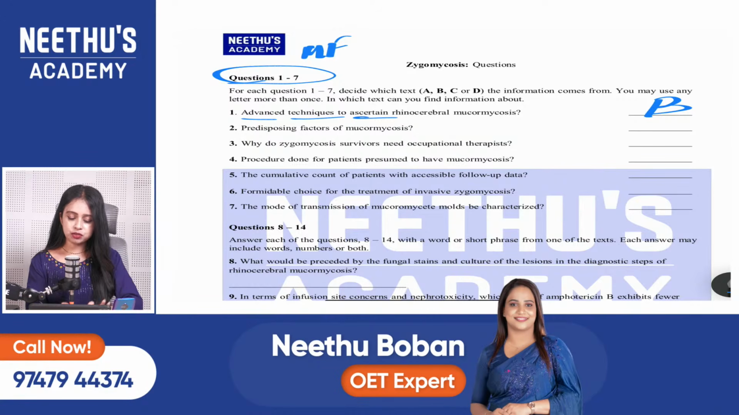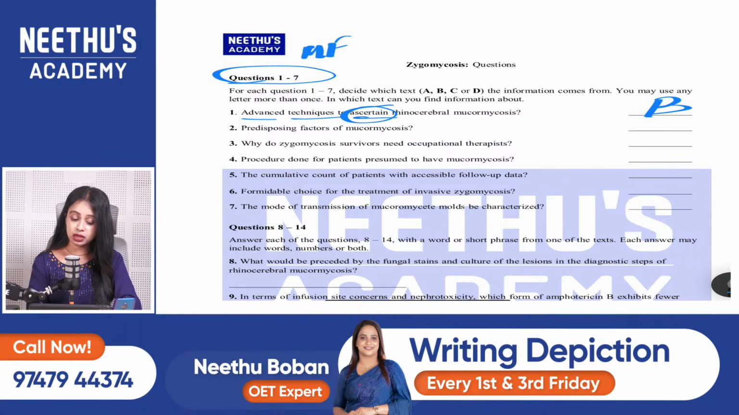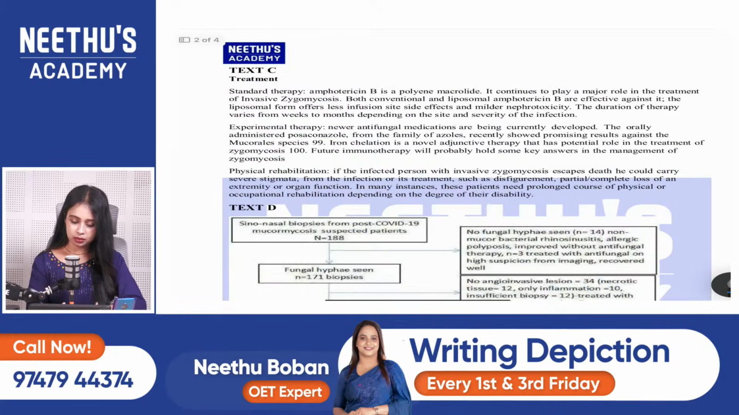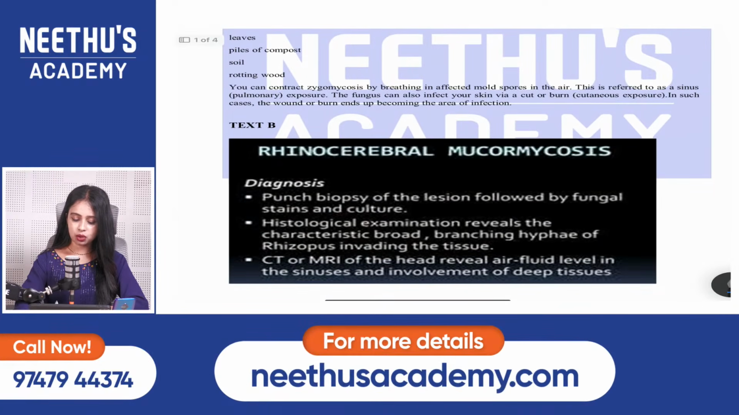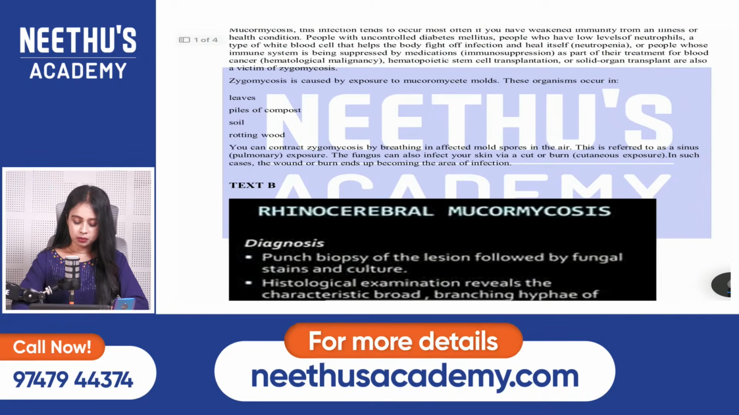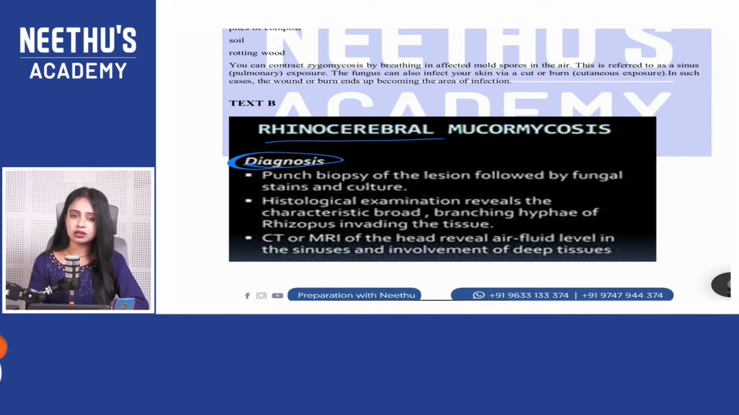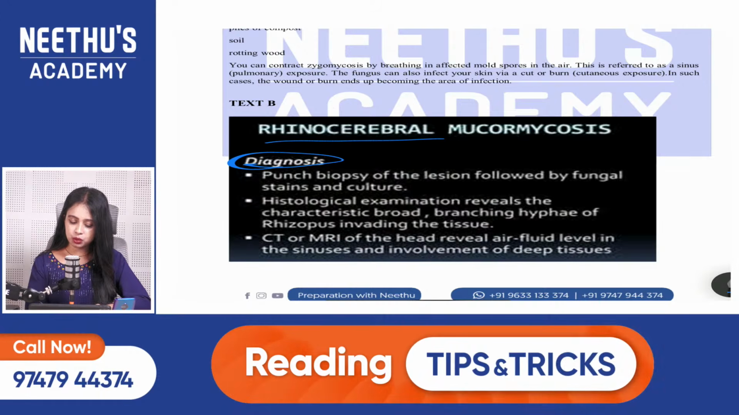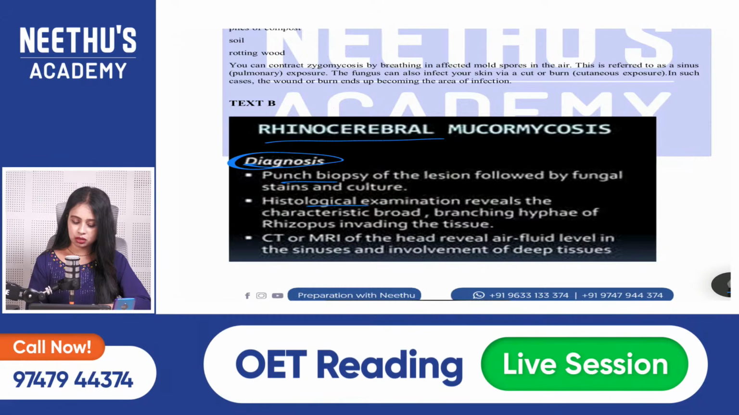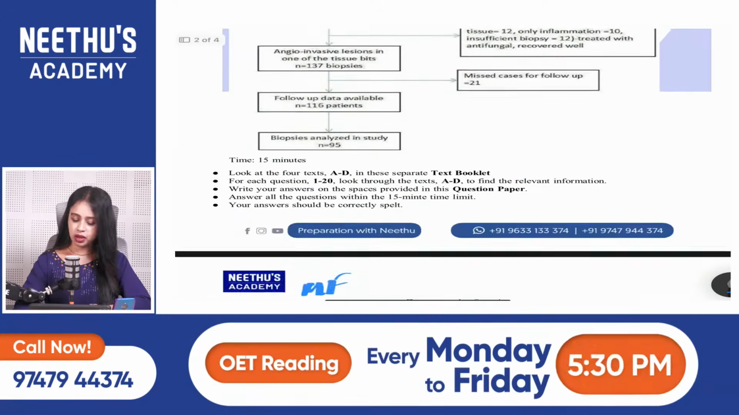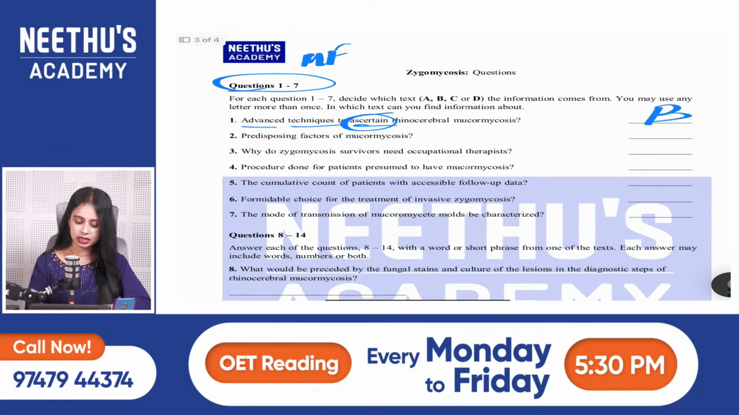And instead of the word ascertain, they have mentioned diagnosis there. Text B is all about rhinocerebral mucormycosis. Keywords from the question: diagnosis, ascertain. And what are the different techniques we are using here? Punch biopsy, histological examination, then CT or MRI. So the answer is mentioned in text B. Yes, Anju, very good.